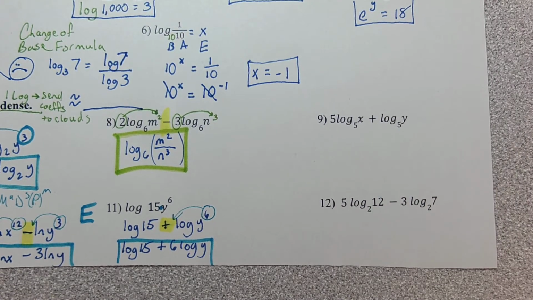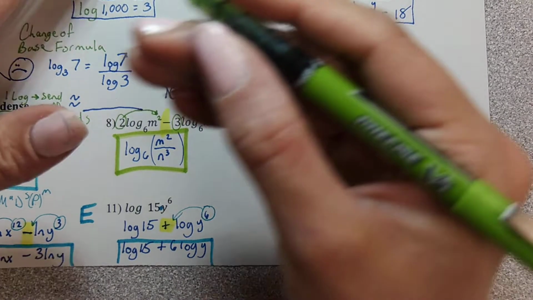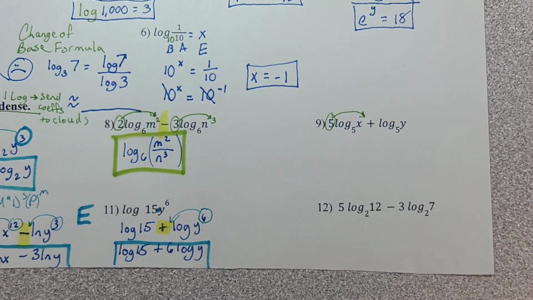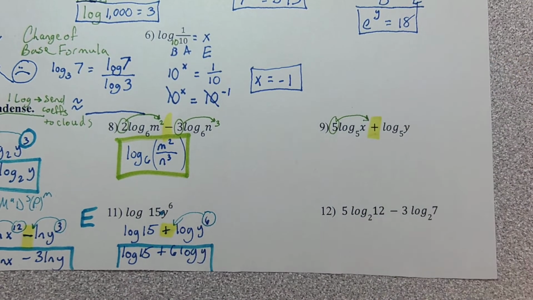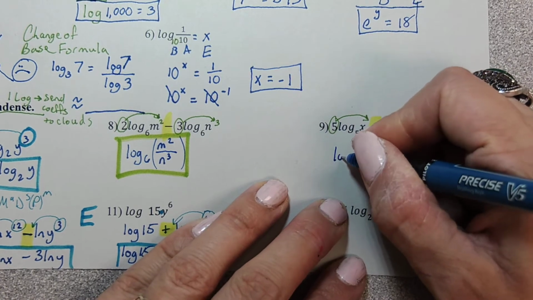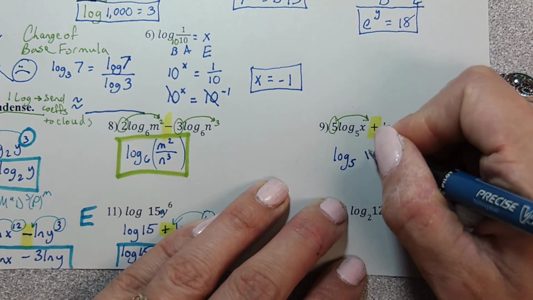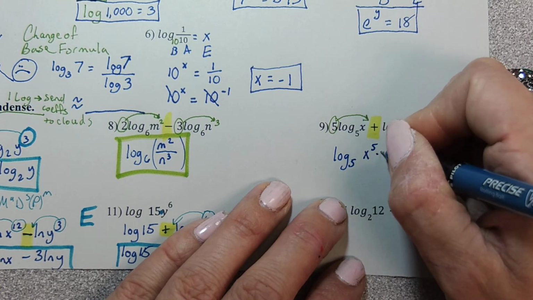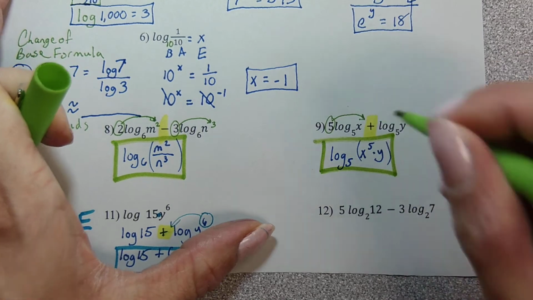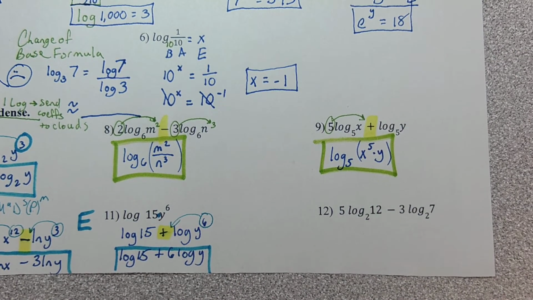Looking at numero 9, we've got 5 log base 5 of x plus log base 5 of y. So sending our coefficients to the clouds, we're going to send that 5 back up as a power of the x. And once that coefficient isn't in front anymore, then we can condense. These two logs are separated by addition, so we're going to condense using that opposite operation, or that different operation, of multiplying. So we'll have a log base 5 of x to the 5th times y. And there we have it, our condensed single log.